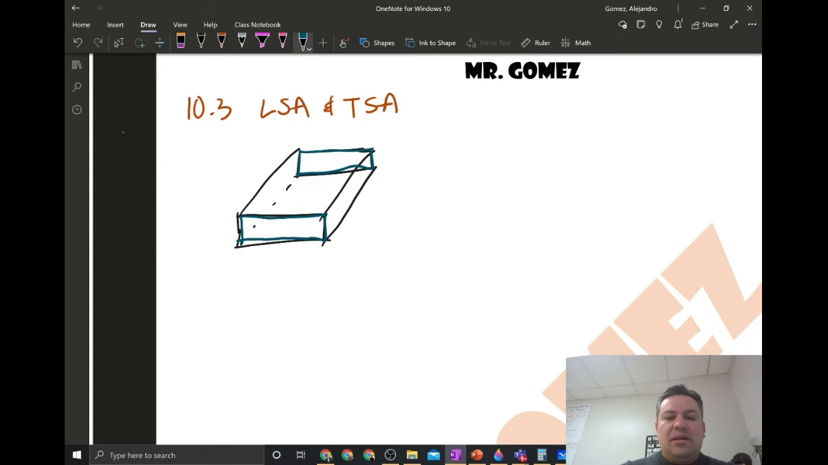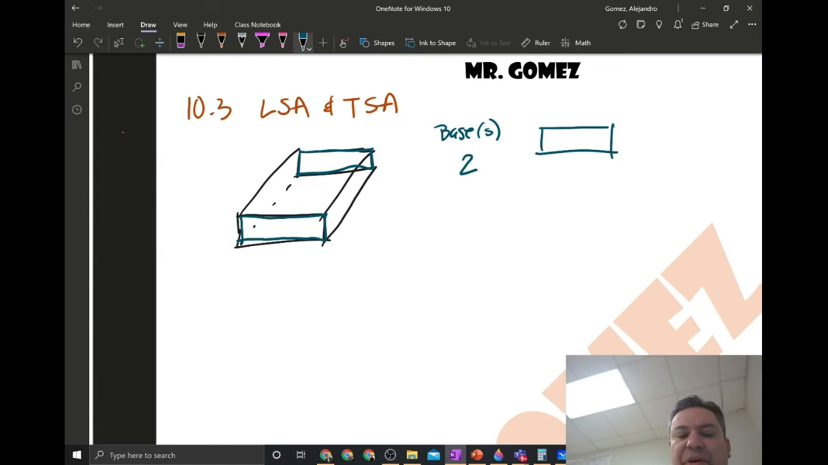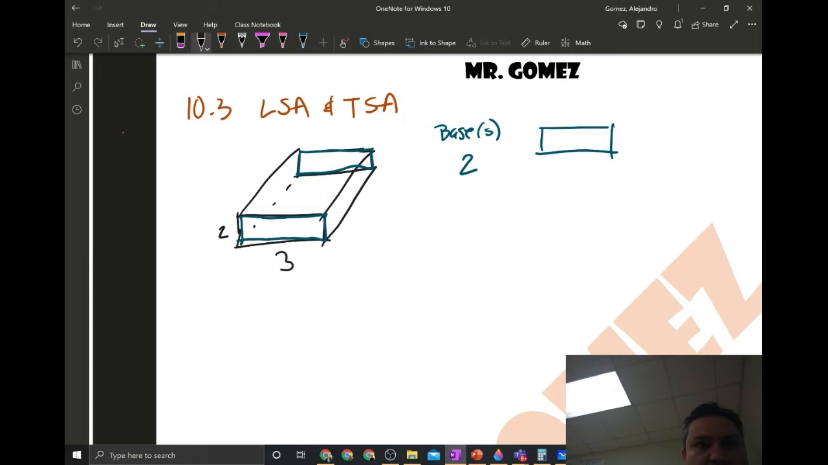And then this is the first thing you gotta do, bases. How many do you have? Well, I have two. What are the shape? It's a rectangle. Draw it, okay? Let me go ahead and label this real quick. This is gonna be a 2, 3, and 8. Let's call this meters. Okay?